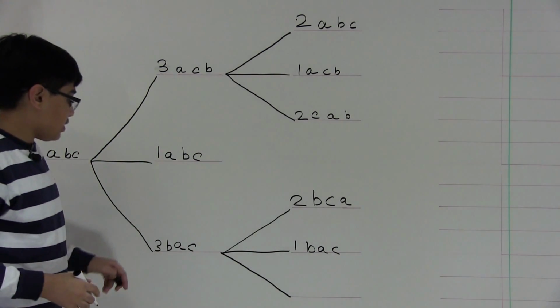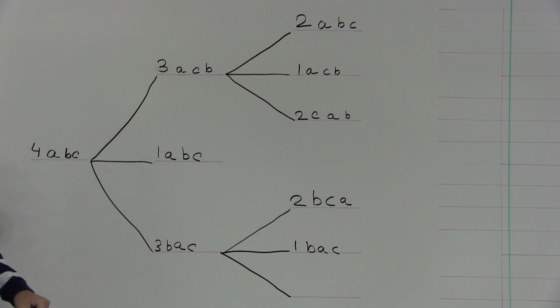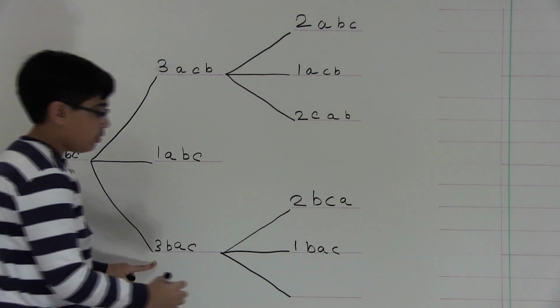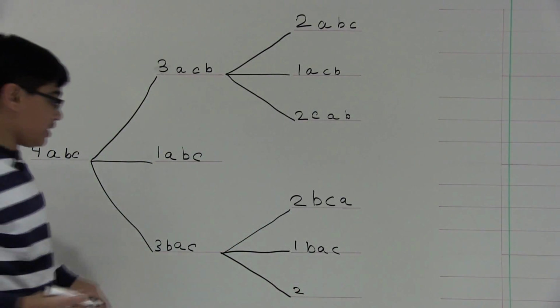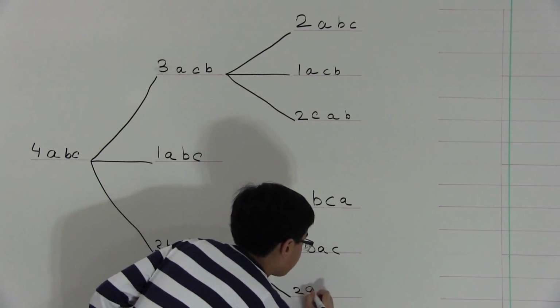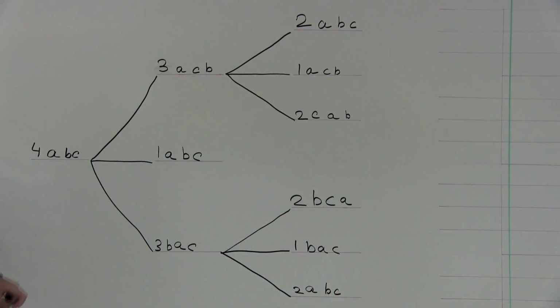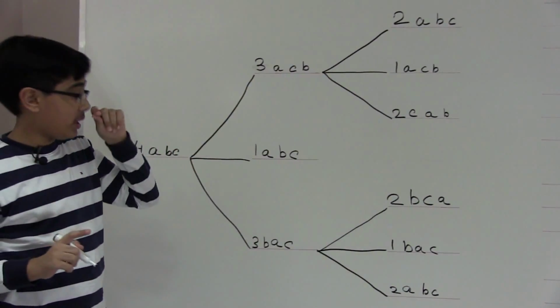Next, the third node, which will be down here. So what we're going to do is we're going to switch the from and using nodes. And we're going to remove one from the disks. So that would be two disks. And if we swap B and A, that would be A, B, C. Perfect.